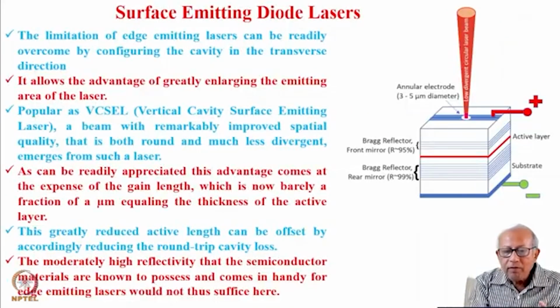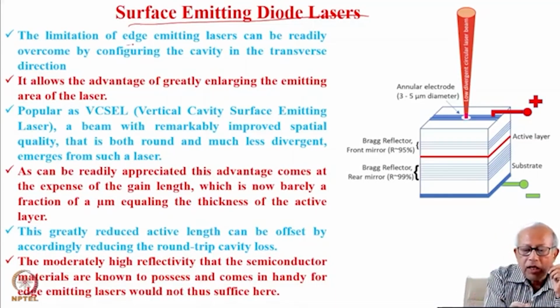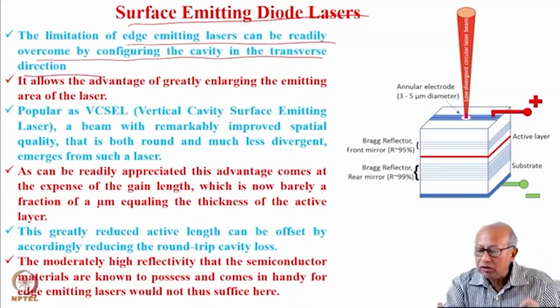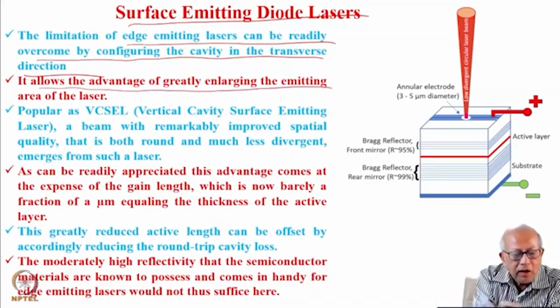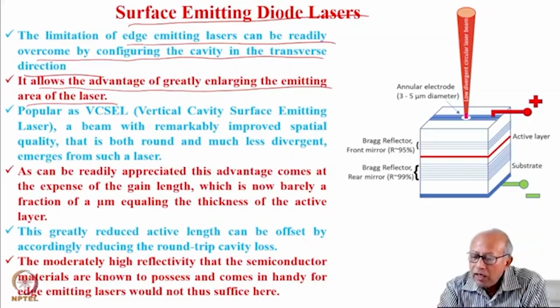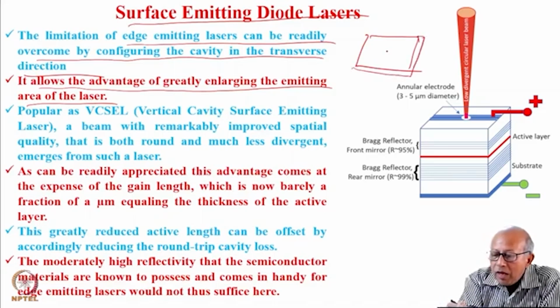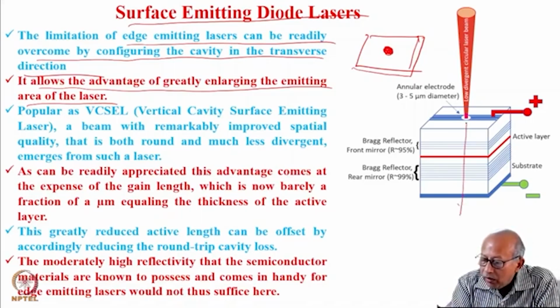So what is the remedy? Remedy is to go for surface emitting diode laser. This limitation of the edge emitting lasers can be readily overcome by configuring the cavity in the transverse direction. It allows the advantage of greatly enlarging the emitting area of the laser. So now we are actually taking the beam out from this side. So lasing will occur transverse. This is the transverse cavity.